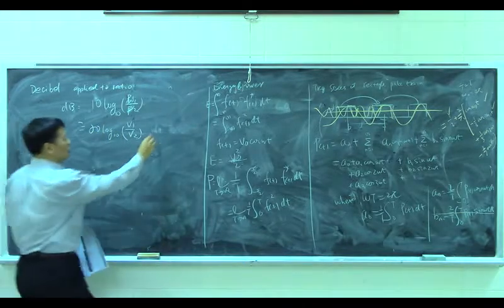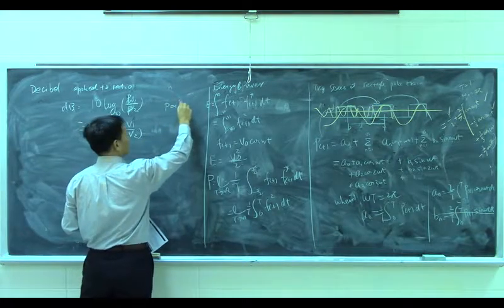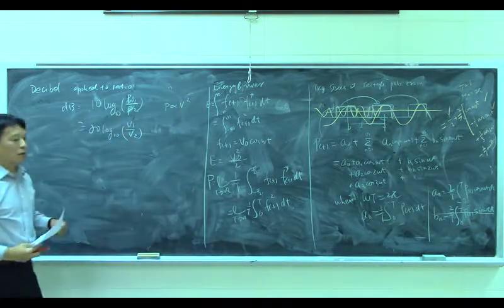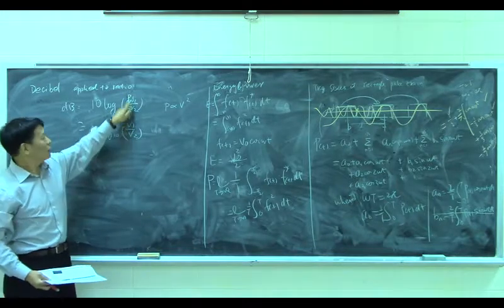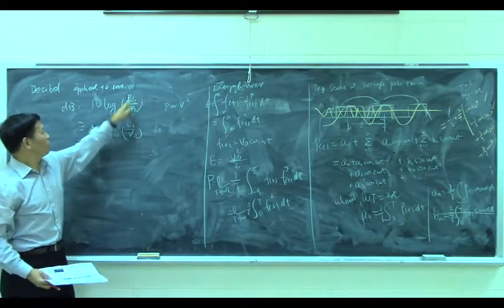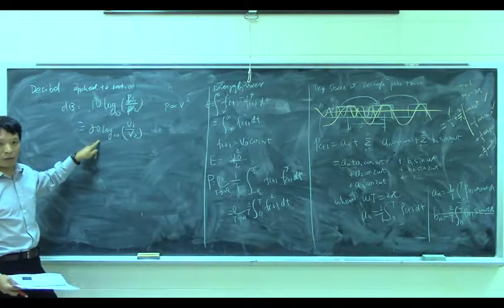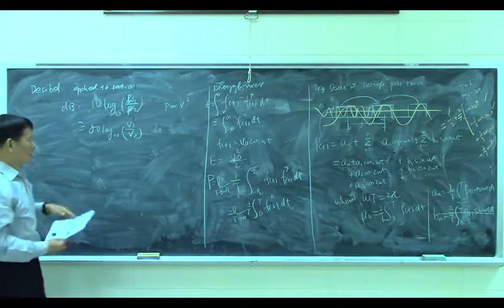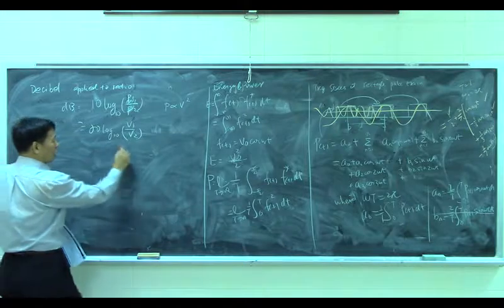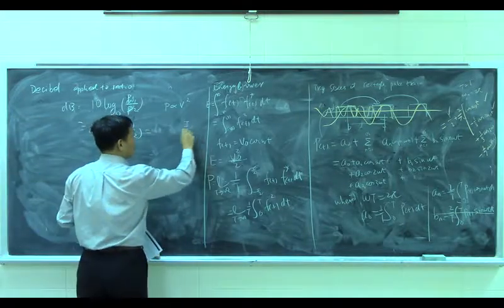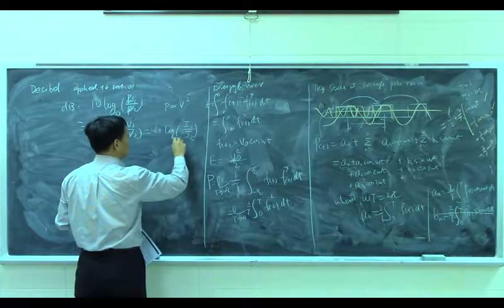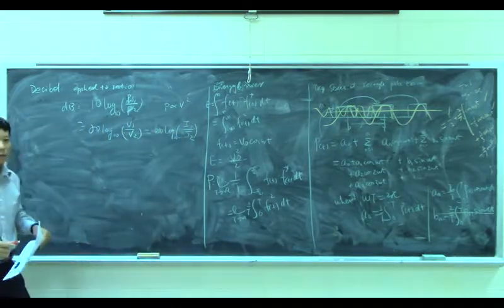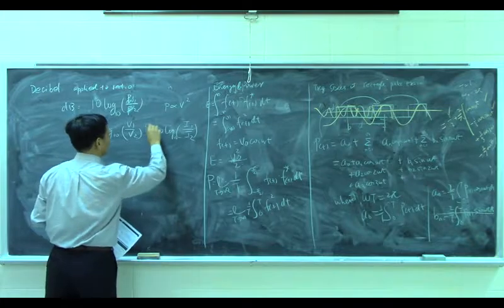And we still take the log, but we need to multiply by 20. The reason is P is proportional to V squared. So if you replace P with V squared, you can see that the squared here, this 2 must be moved to the front, so that will be 20. Similarly, if you are given the ratio of current, then you still take the log base 10, then multiply by 20. Like this.